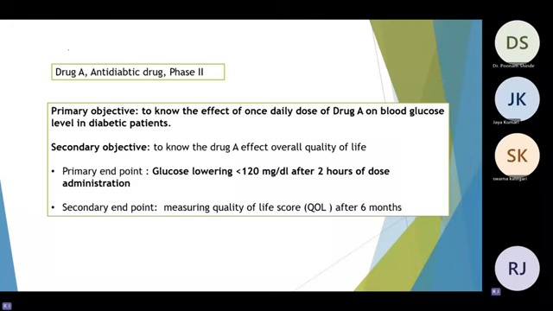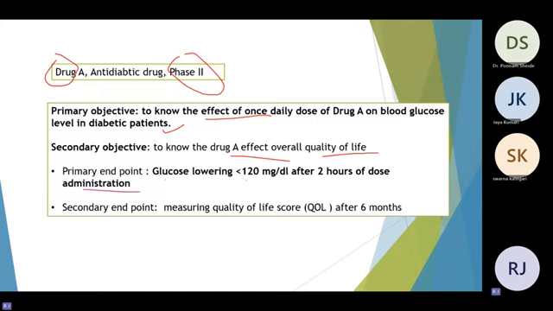Let's see one more example. We are testing a drug A, which is an anti-diabetic drug, in a phase 2 trial. Our primary objective is to know the effect of a once daily dose of this drug on blood glucose level in diabetic subjects. And our secondary objective, or our secondary research question, is what is the effect of this drug on overall quality of life. So here our primary endpoint would be how well the drug is going to lower the blood glucose level, for example glucose lowering to less than 120 mg per deciliter after 2 hours of dose administration.